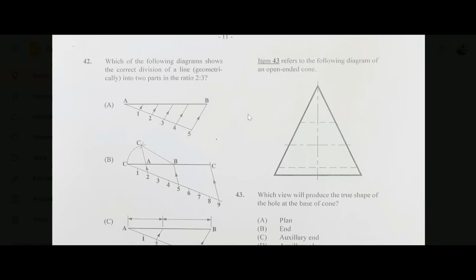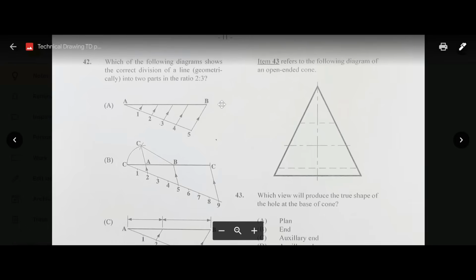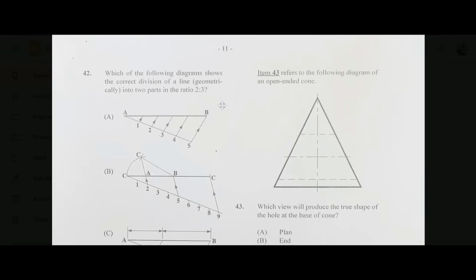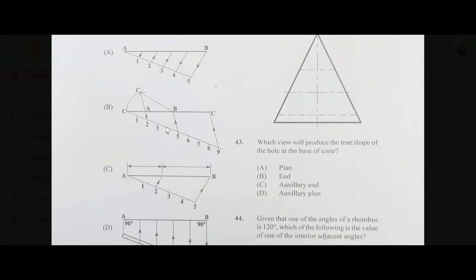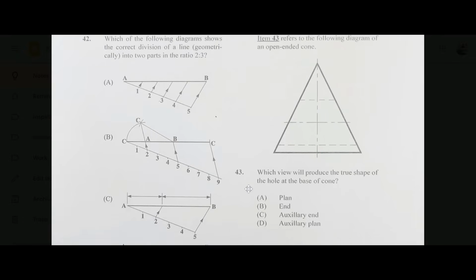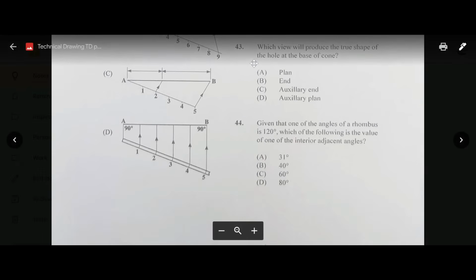Number 42, which of the following diagrams shows the correct division of a line geometrically split into two parts, ratio 2 to 3? It's not A, it's not B. This is a very common question. We have done it several times. The answer is C. You can see here 1, 2 parts, and then we can see 1, 2, 3 parts. So number 42, C.